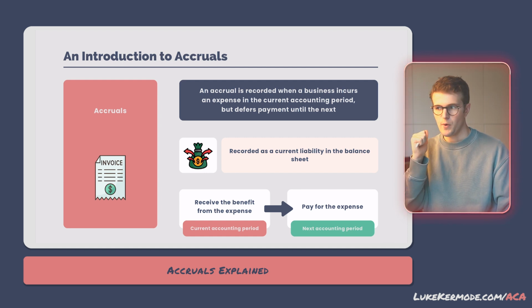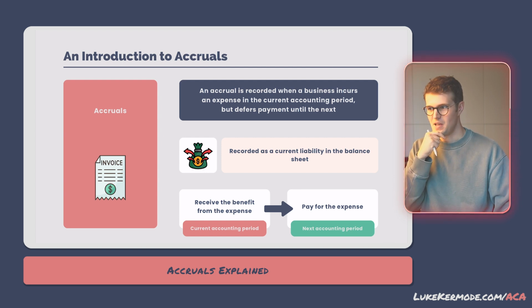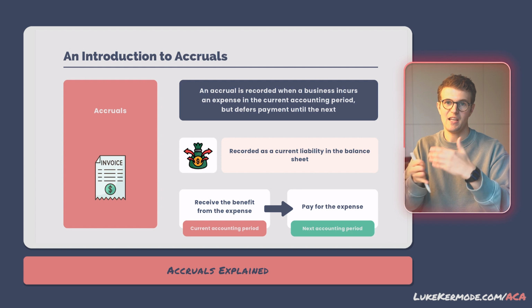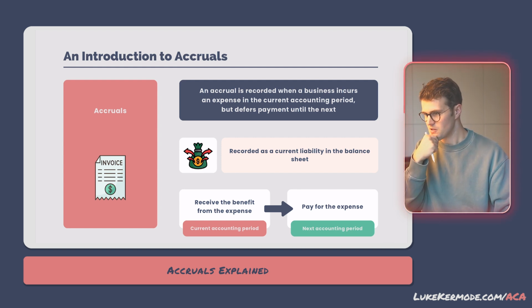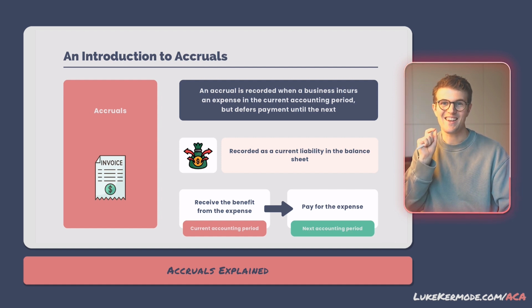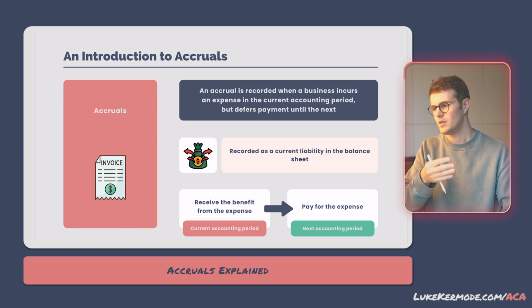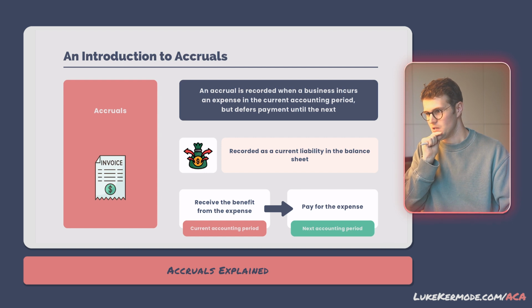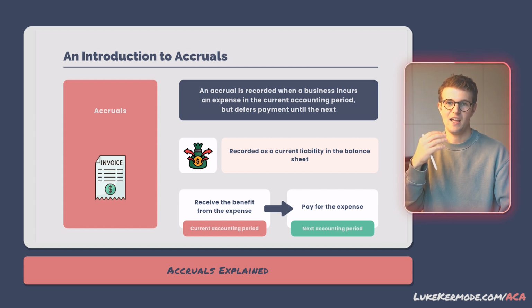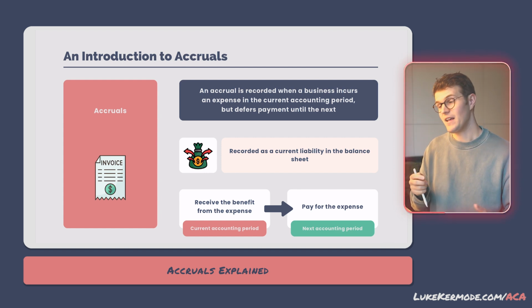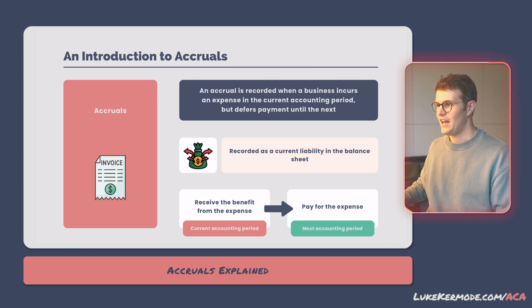So when we recognise an accrual, we need to do two things. First, we record an expense in the profit or loss account because the business has incurred the cost and received the benefit from the expense in the current accounting period. So that needs to be reflected within the financial statements. Secondly, we need to record it as a liability, so a payable in the statement of financial position, because the business is going to need to pay for that expense in the next accounting period. So recording an accrual as a liability ensures that the accounts accurately reflect what the business has used and not just what it's paid for in the period.